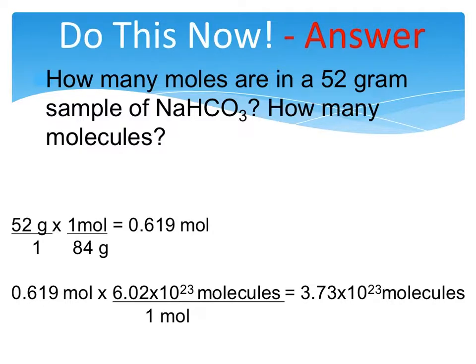The answers to the two parts of the questions are shown. 52 grams of sodium bicarbonate equals 0.619 moles. And here's my equations for setting that up. Grams start, put that over 1. 1 mole of sodium bicarbonate is 84 grams of that. That's the molar mass, and you have to calculate the molar mass. I get 0.619 moles. That's my new start point for this one.